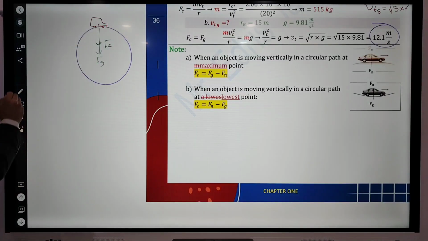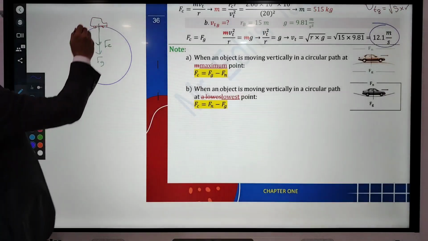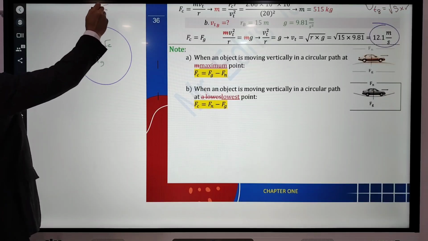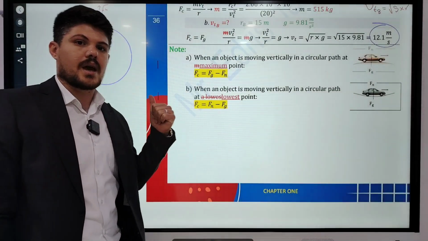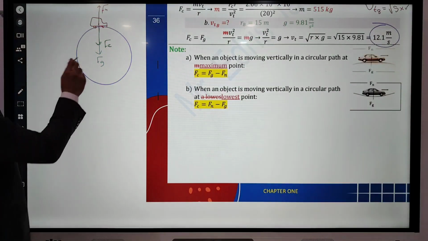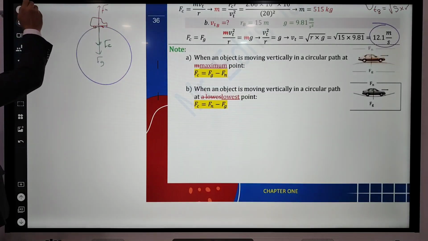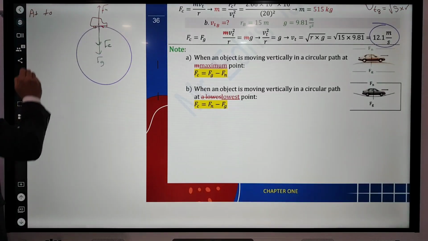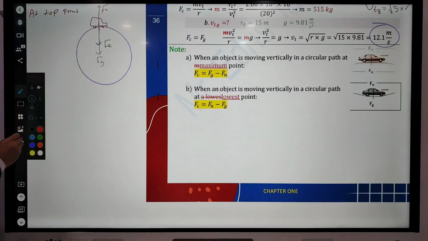So what about the normal force? The normal force is always perpendicular to the surface of the object, which is the opposite direction of the gravitational force in this case. Be careful. So how can you determine the equation of the centripetal force when the object is located at the top point? Fc is equal to what?